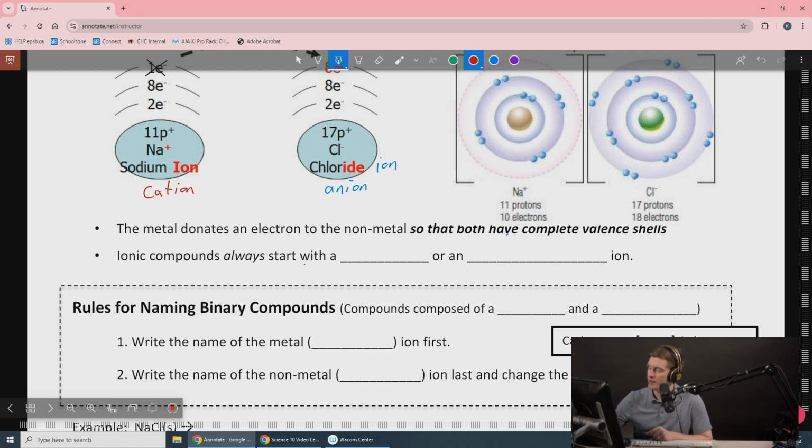Ionic compounds will always start with a metal ion or an ammonium ion. More on that in the next lesson. You can find ammonium in the table of polyatomic ions. Just so you know what it is, we'll write it down here. Ammonium is NH4+. You'll always start an ionic compound with a metal ion or an ammonium ion. So if you see a compound that's written out for you and it starts with either a metal or this NH4+, then you know it's an ionic compound, not a molecular compound.